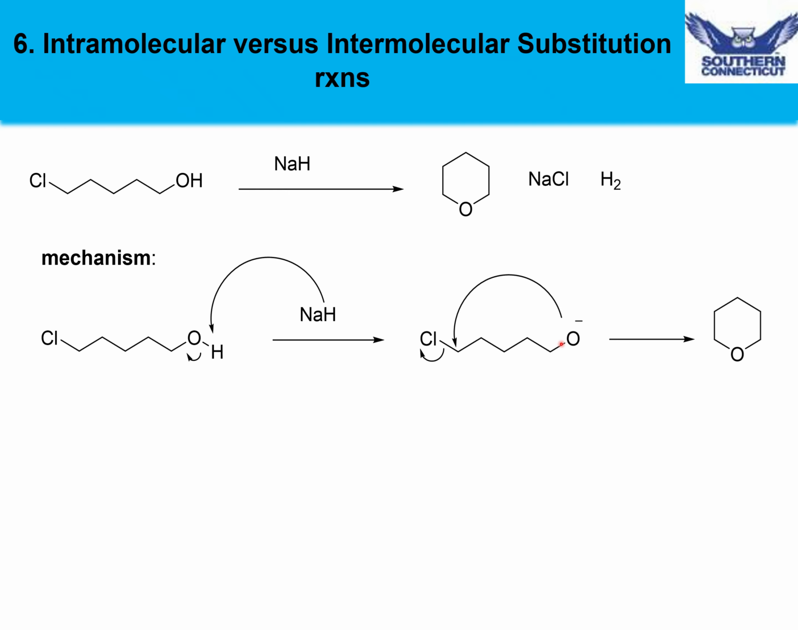So oxygen is one atom, and then there are 5 carbons in between this electrophilic site and this oxygen. So in total, we get a 6-member ring at the end of this reaction. So this is an example of an intramolecular reaction. This is one that we'll discuss in more detail later this semester.